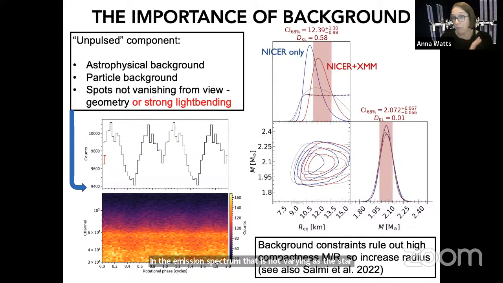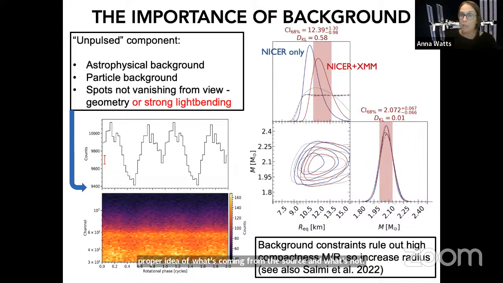Now, that can come from astrophysical backgrounds and particle background. The space station is a very high particle environment, a lot of space weather, so it has a relatively high particle background that affects what we observe. So it could just be from there. However, an unpulsed component can also come from the spots. For example, if they overlap the rotational pole, or if you have extremely strong light bending because the neutron star is very compact. So what you really want to do ideally is have some proper idea of what's coming from the source and what's not, to try and separate these possibilities.